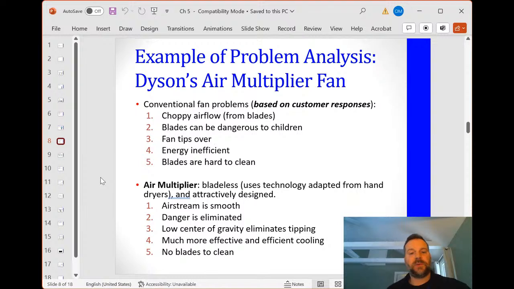Well, they based this on customer problems. Customers were looking at existing window fans or desktop fans, and realizing that there were a few problems that kept popping up. Airflow is choppy, blades could be dangerous, they could tip over, they're hard to clean, and inefficient. The Air Multiplier uses technology from hand dryers, something Dyson knows well, and they designed it to solve all these problems. The airstream is smooth, the danger is limited because there are no blades, and it has a lower center of gravity. So all these problems that kept popping up with traditional fans, the Air Multiplier was able to fix.